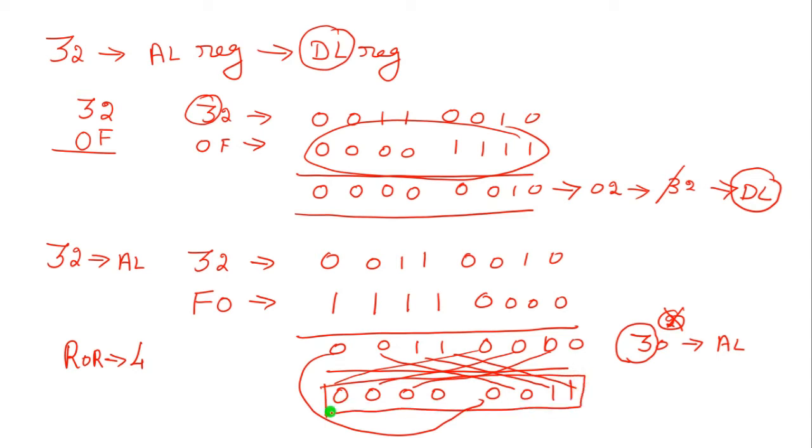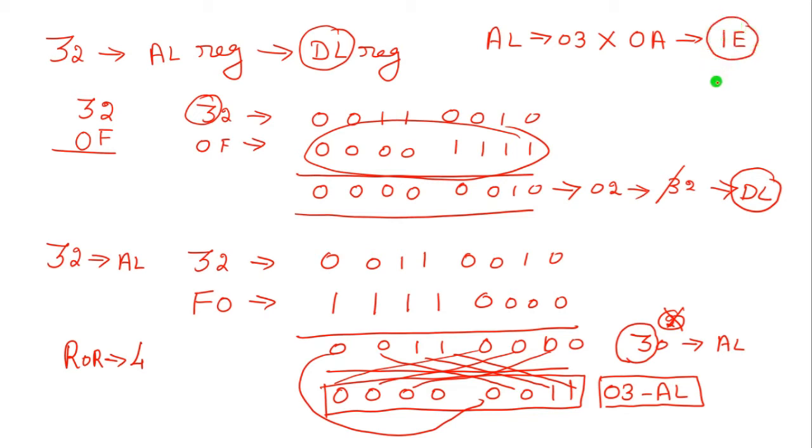The result is 03. It is also available in the AL register. After that, the AL register now contains the value 03. This 03 value is multiplied with 0A of the hexadecimal number, and the answer is 1E. The 1E value is also available in the AL register. After that, the 2 value is present in the DL register, so AL plus DL, the answer becomes 20.